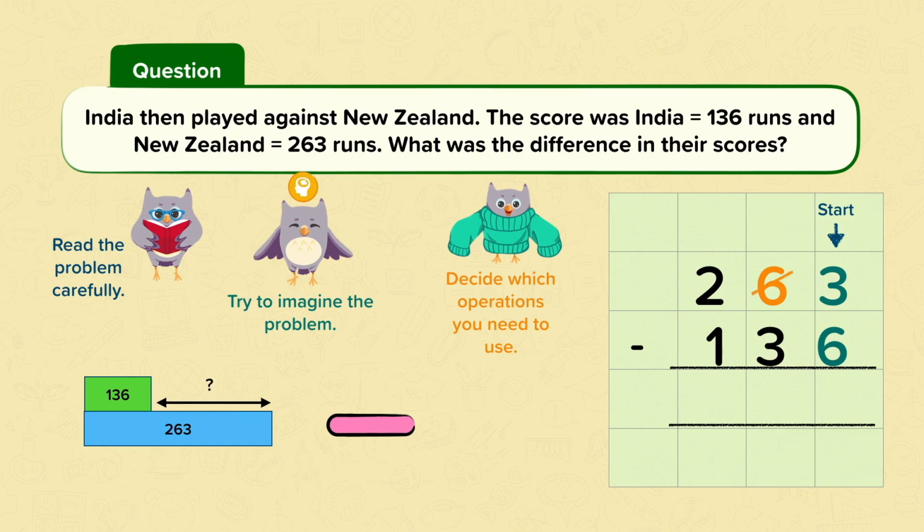We cross out the 6 and write a 5. And then it becomes 13 subtract 6, which equals 7. 5 subtract 3 equals 2. 2 subtract 1 equals 1. There are 127 runs.